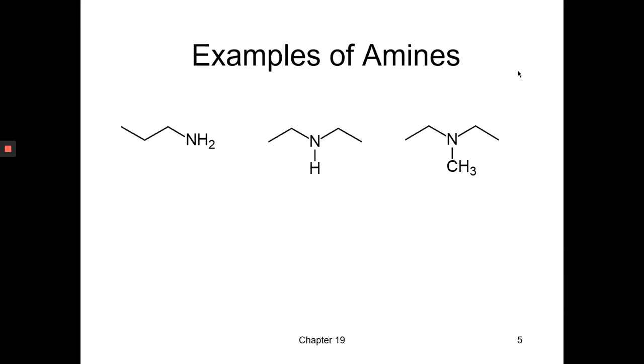Okay, so here we have a primary, a secondary, and a tertiary amine. This one would be called propylamine, or in the IUPAC, it would be propan-1-amine or 1-propanamine. This one is diethylamine. In the IUPAC, it would be N-ethylethanamine. And then this is methyl diethylamine. It's a tertiary amine. And in the IUPAC, this would be N-methyl N-ethyl ethanamine.